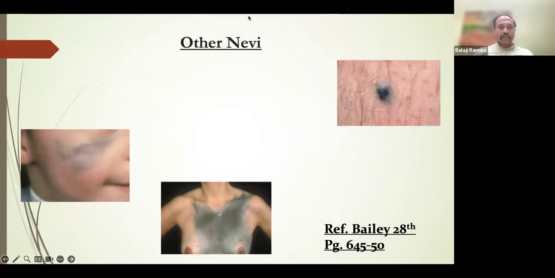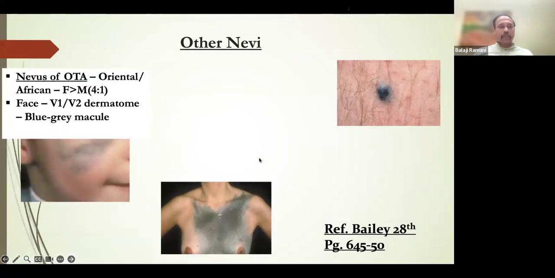So these two questions have again come multiple times. Nevus of Ota and Nevus of Ito, both of them have come. Ota, remember, is in the face. So Oriental, and in the face, Africans are more common. So V1, V2 dermatome. So that is the classical one. Ota, so Ota. And then you have the Ito.